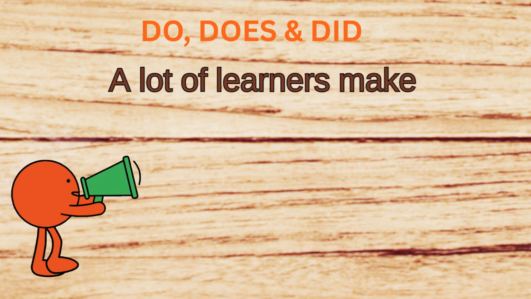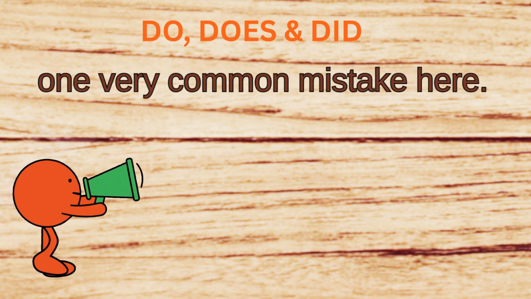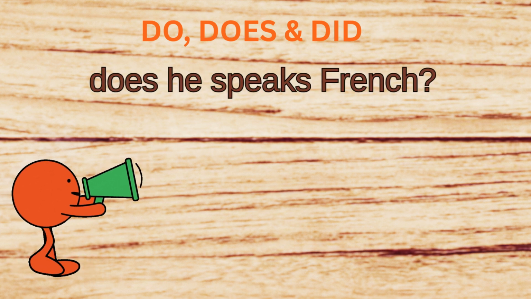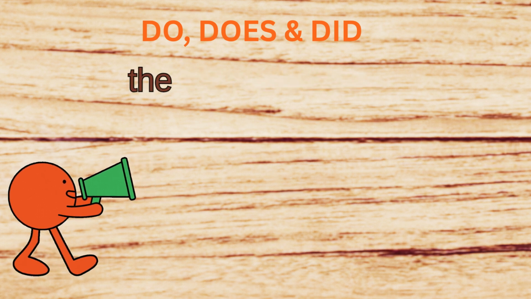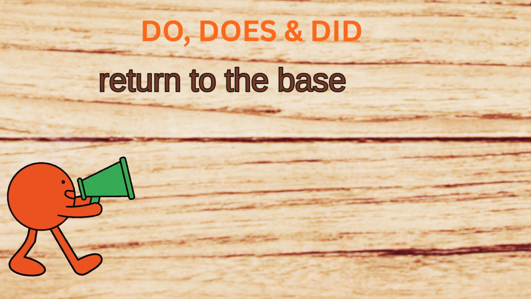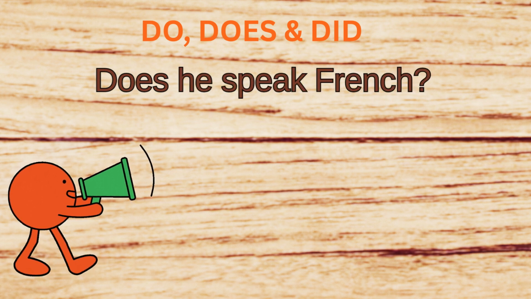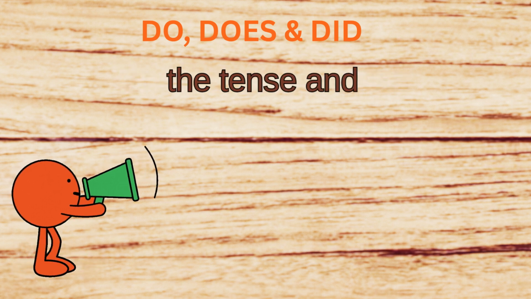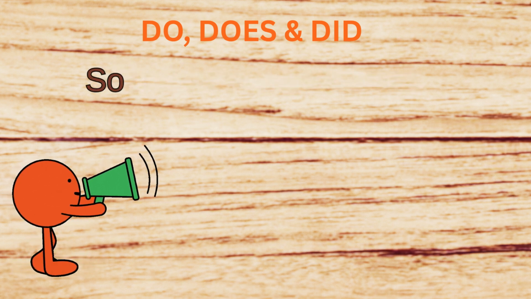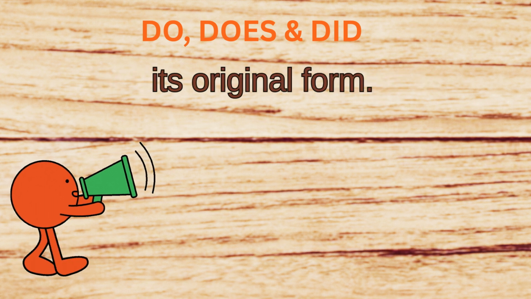A lot of learners make one very common mistake here. They say, does he speaks French? That is incorrect. After does, the main verb must return to the base form. Does he speak French? Here is the reason. Does already carries the tense and the subject agreement. So the main verb stays in its original form.